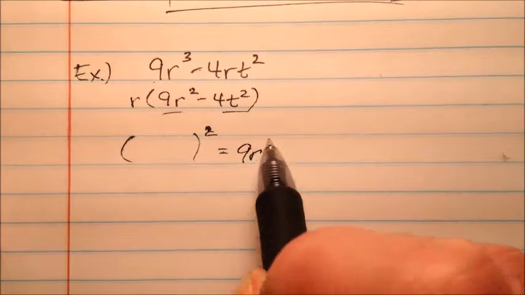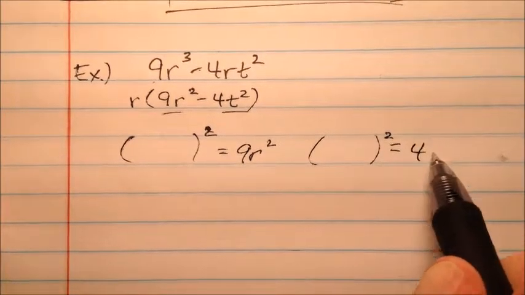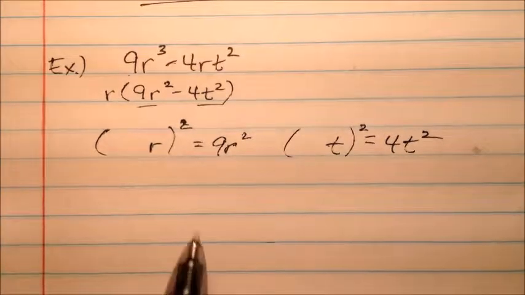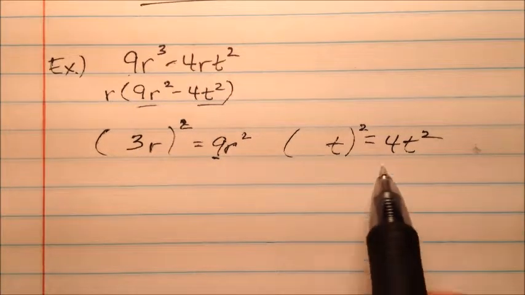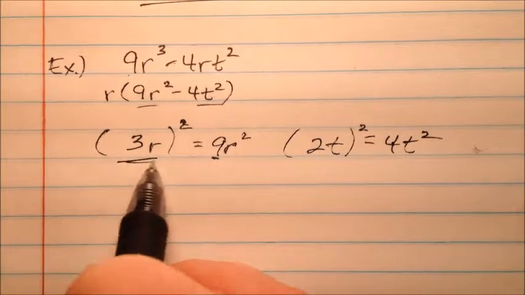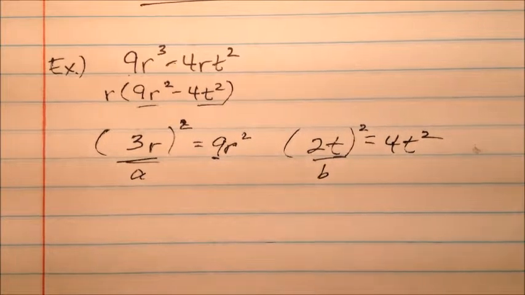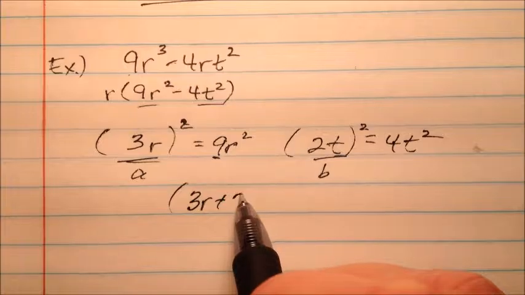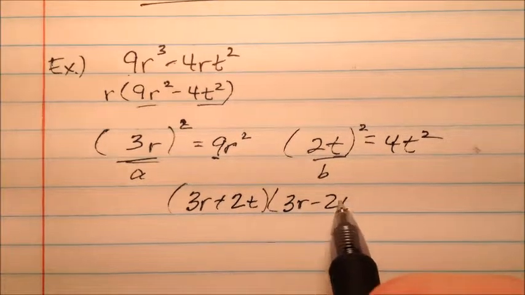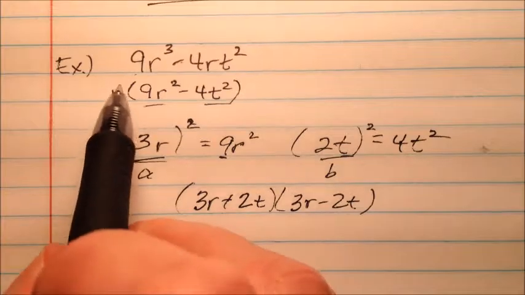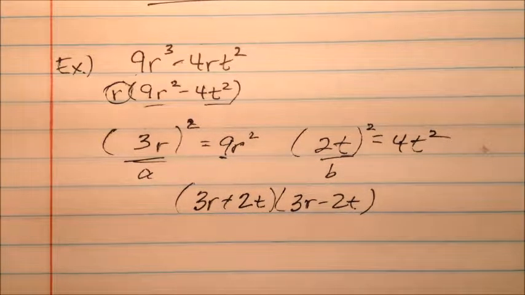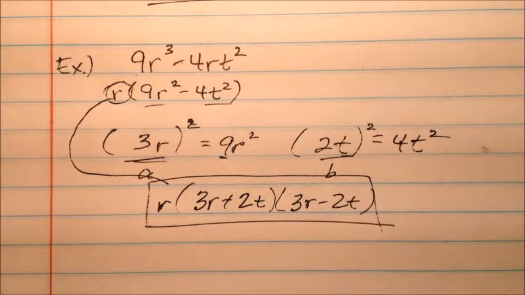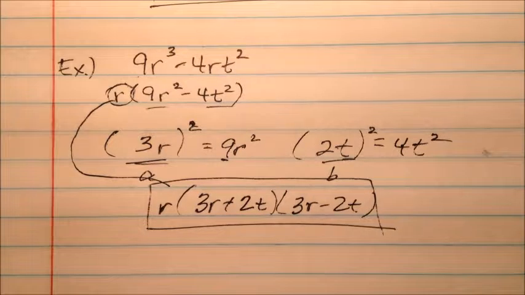So what did I square to get my 9r squared, and what did I square to get my 4t squared? Well, the r and the t are easy enough. I can just put it like that. But what got squared to give me 9 is 3, and what got squared to give me 4 is 2. So my 3r is going to be my a, and my 2t will be my b. So it's just a matter of 3r plus 2t and 3r minus 2t. And then we can't forget the original factor. We factored an r out, so that r is going to go right there. So there's the complete factoring for 9r cubed minus 4rt squared.